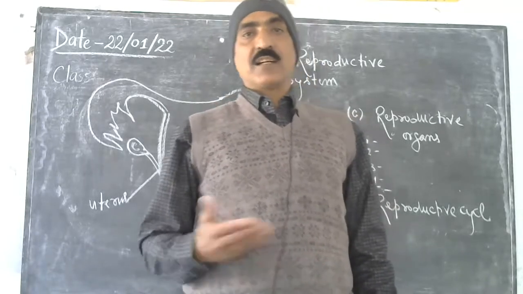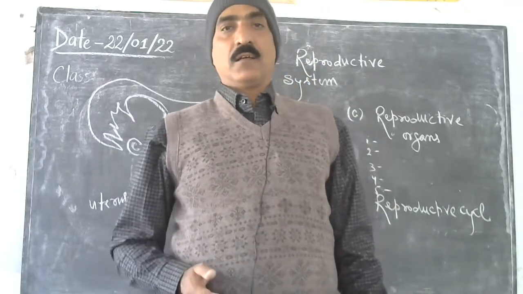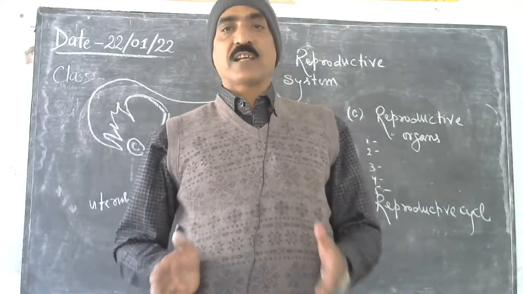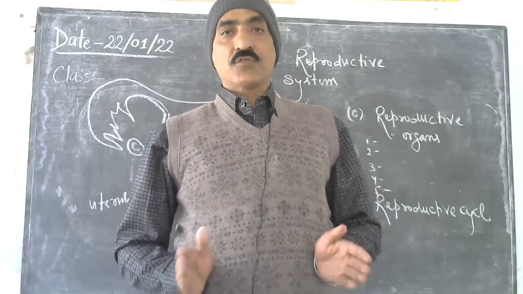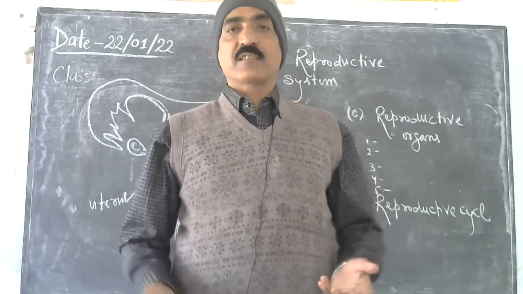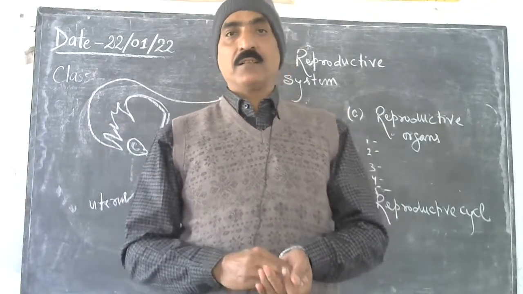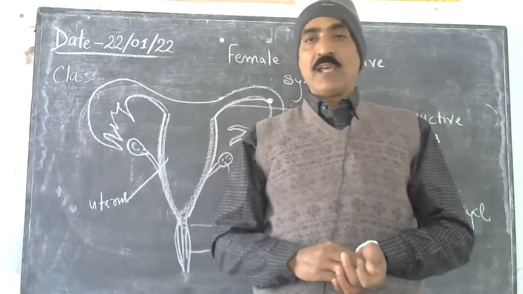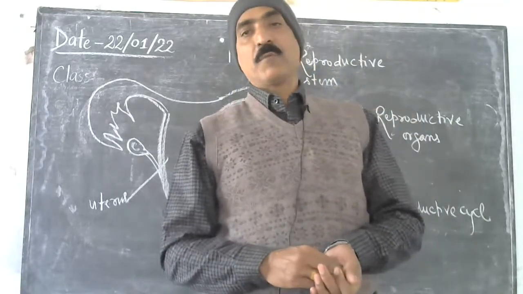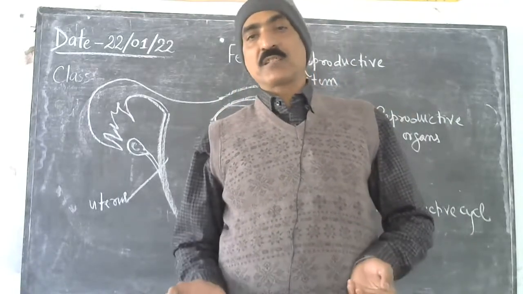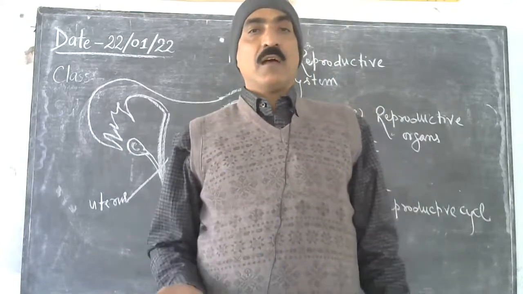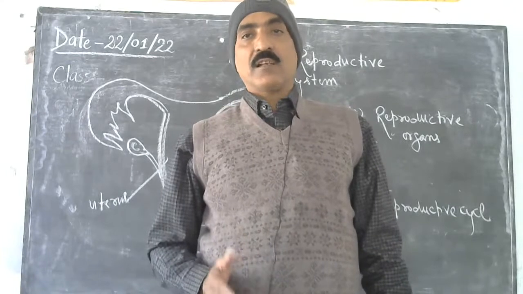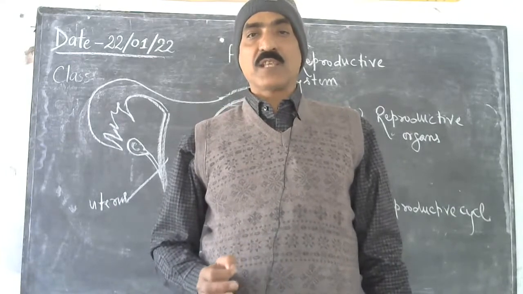In the chapter Reproduction, we will discuss today the female reproductive system. As we discussed, human beings are unisexual in nature, either male or female, and so an evolved system of reproduction works in both male and female. The male reproductive system, about which we studied yesterday, and the left one is the female reproductive system.